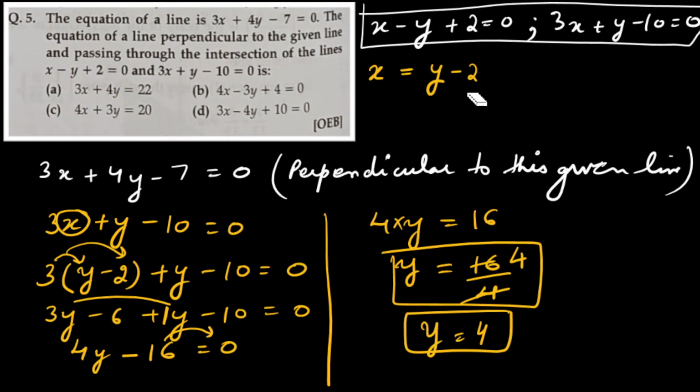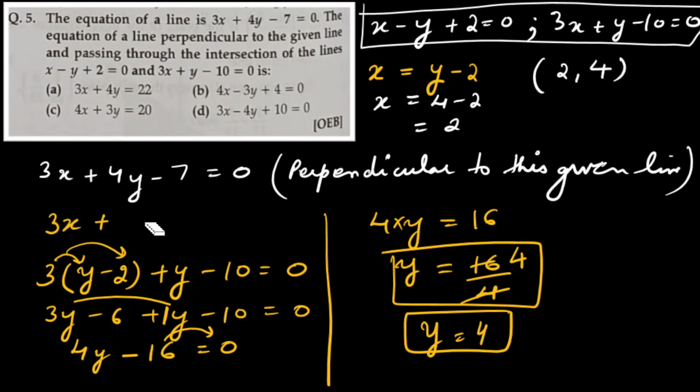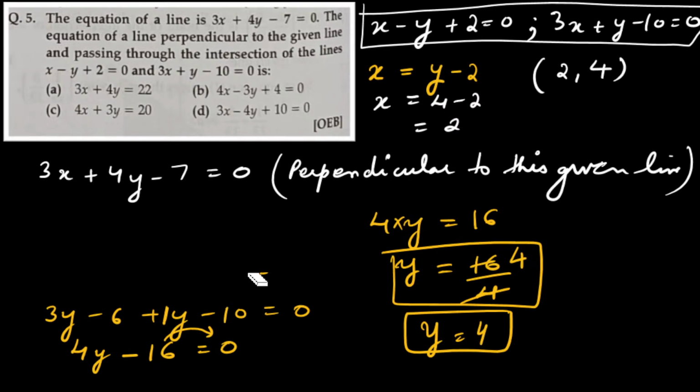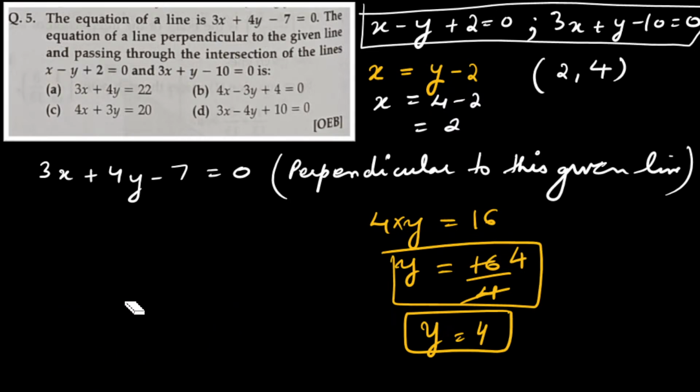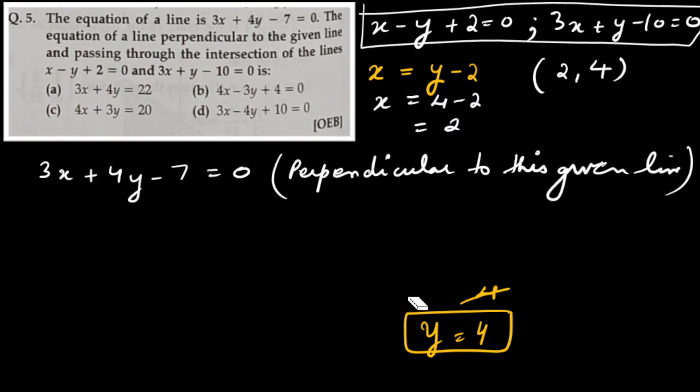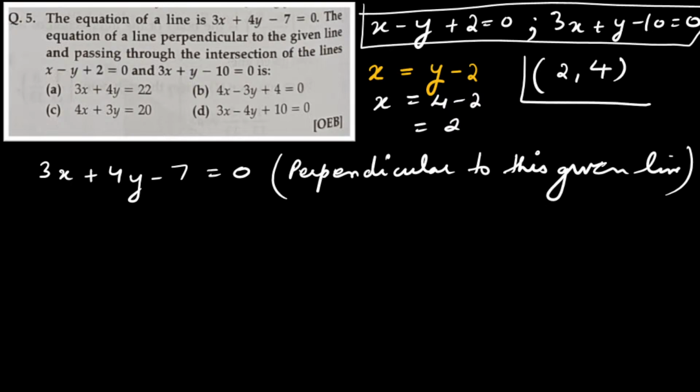Now we can find the value of x by substituting here. Y we got 4, so x is 4 minus 2, which is equals to 2. So their point of intersection we found is (2, 4). The point of intersection of these two lines is (2, 4). Point of intersection is the solution of those lines, which we can find by either substitution method or elimination method. If you want, cross multiplication, any method you can use. So these equations we solved and we found their point of intersection.